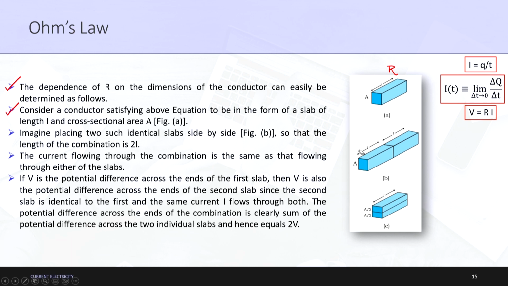So, imagine placing two such identical slabs side by side, so that the length of the combination is 2L. Quite evident, as you can see, the length of the combination is 2L here. Okay. The current flowing through the combination is the same as that flowing through either of the slabs. Quite evident, the current flowing through this will be I only, and the current flowing through the complete combination will be again I only.